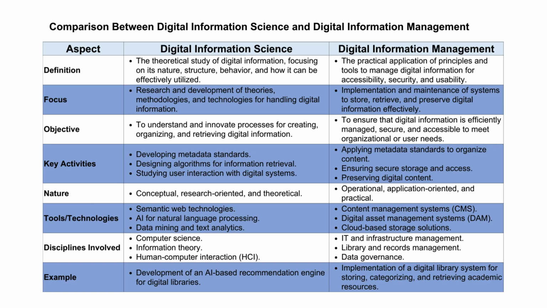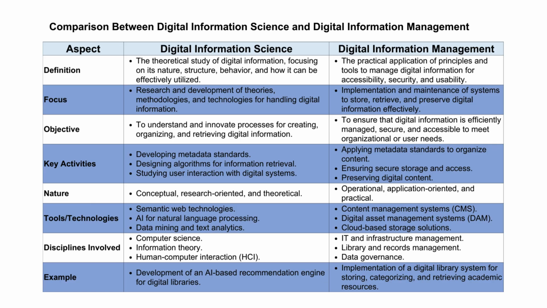Looking at key activities, digital information science involves developing metadata standards, designing retrieval algorithms, and studying how users interact with digital systems. Digital information management applies these standards in practice, for example, using metadata to organize files, ensuring secure storage, and preserving digital content. In terms of nature, digital information science is conceptual, research-oriented, and theoretical. Digital information management is operational, application-oriented, and practical.